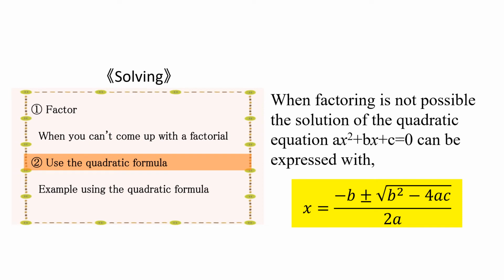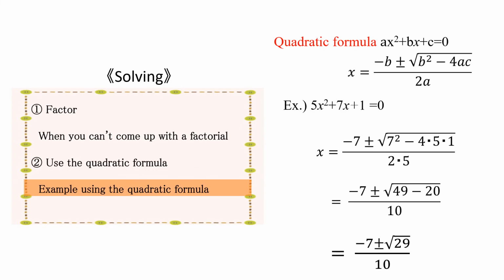Next, we will use the quadratic formula. The quadratic formula solves the quadratic equation ax squared plus bx plus c equals 0 and can be expressed as x equals negative b plus or minus square root of b squared minus 4ac over 2a. This is an actual example of using the quadratic formula.